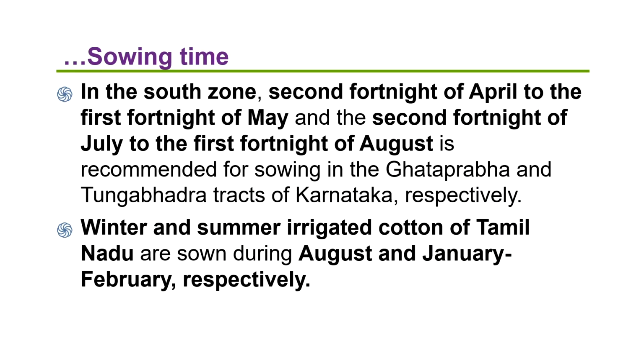In the south zone, second fortnight of April to the first fortnight of May and second fortnight of July to the first fortnight of August is recommended for sowing in the Ghat Prabha and Tungabhadra tracts of Karnataka respectively. Winter and summer irrigated cotton of Tamil Nadu are sown during August and February respectively.